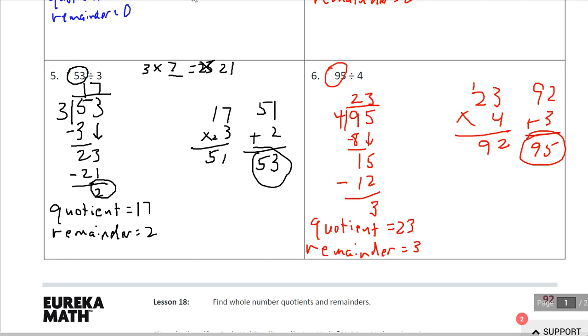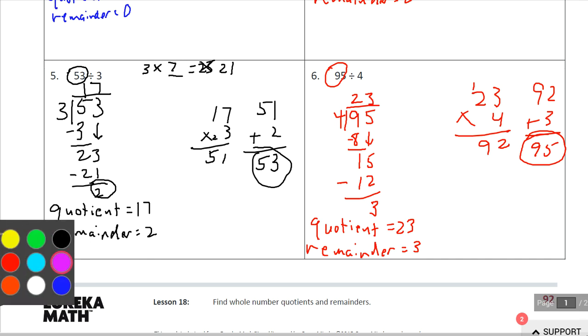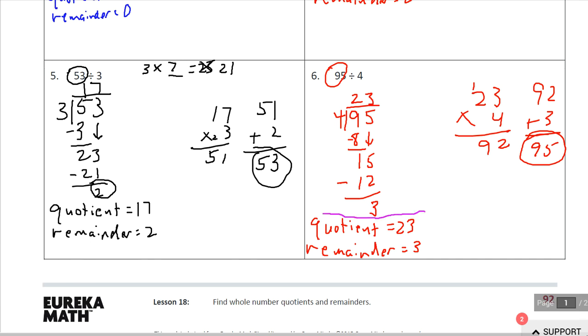Alrighty, how'd you do? Well, if you got a quotient of 23 with a remainder of 3 right here, then you got it. And when we checked it, we got 92, but then we had to add the 3 to get 95. So there you go, 95 was our check. And nothing left to do but get to the flip side.